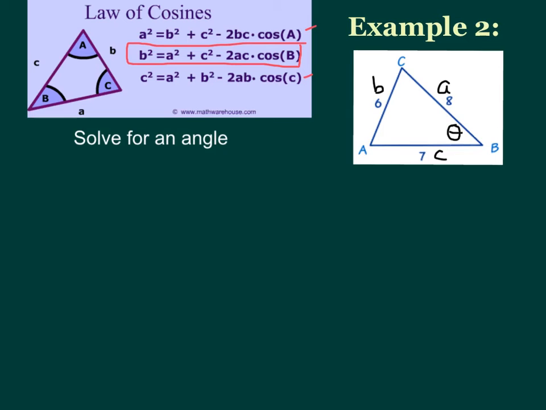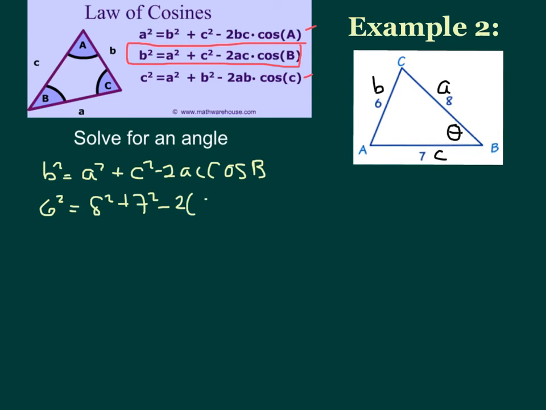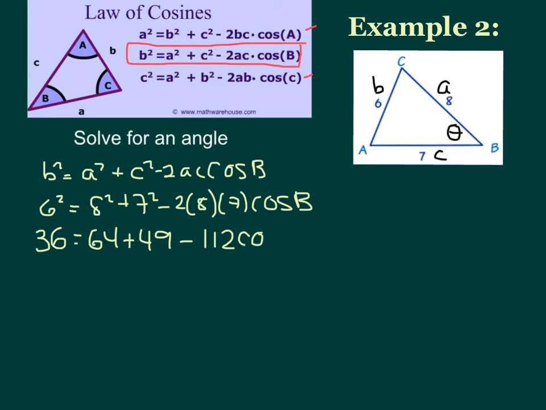So I'm just going to recopy my equation. I have b squared equals a squared plus c squared minus 2ac cosine b. So I'm going to plug my stuff in now. B squared is 6 squared equals 8 squared plus 7 squared minus 2, 8, 7 cosine b. Simplify: 36 equals 64 plus 49 minus 112 cosine b.